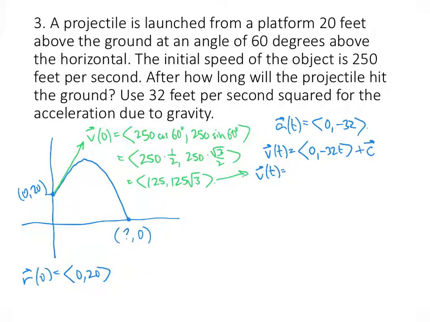Using our initial velocity information, that's going to tell us that our velocity function is going to be 125, and then negative 32t plus 125 times the square root of 3.